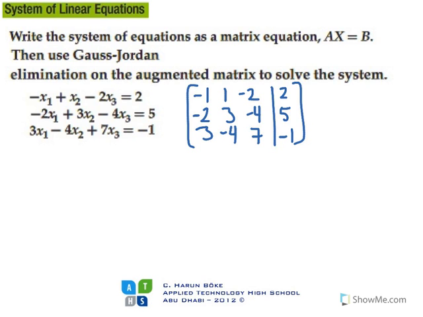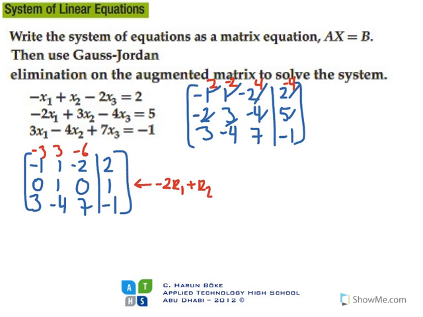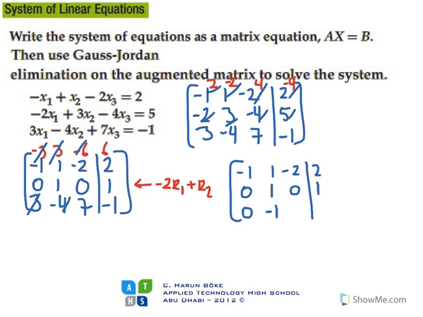So first of all, I will multiply the first row by minus 2 and add to the second row. So I will have 2 minus 2 and 4 here, and it will be minus 4 here. Now when I add, I'm going to have 2 minus 2 is 0, minus 2 plus 3 is 1, and 4 minus 4 is 0, whereas minus 4 plus 5 is 1, and the third row will be the same. Then I'm going to multiply the first row by 3 and add to the third row. So it will be minus 3, 3, and minus 6, and here it will be 6. So if we do the addition, we will get minus 3 plus 3 will be 0, 3 minus 4 will be minus 1, minus 6 plus 7 will be 1, and 6 minus 1 will be 5.